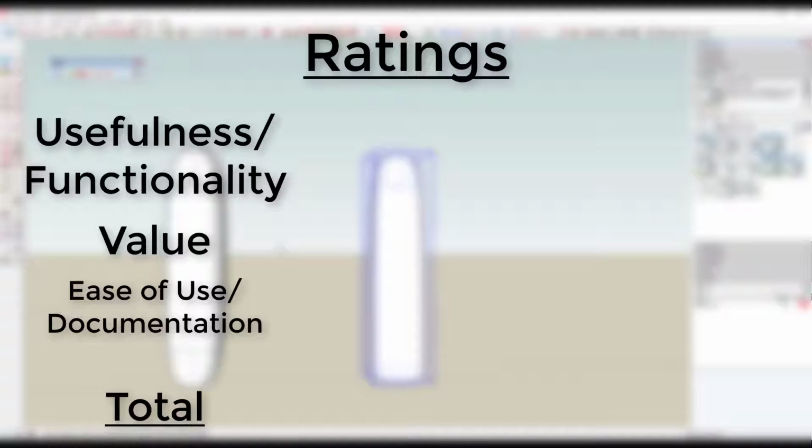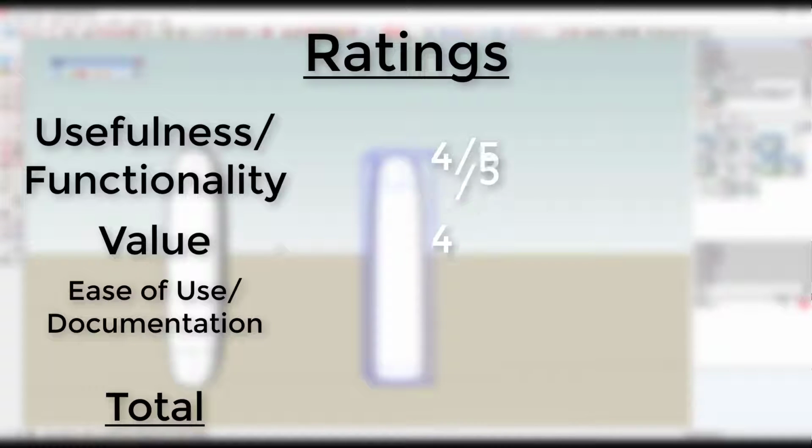Ratings. Usefulness and functionality, 4 out of 5. Overall, this tool is designed to do one thing: subdivide shapes to make them more organic. It's very good at this, but it's a little frustrating because to really use this plugin to its potential, you need to model in quads, and the best way to do that is to also purchase vertex tools.